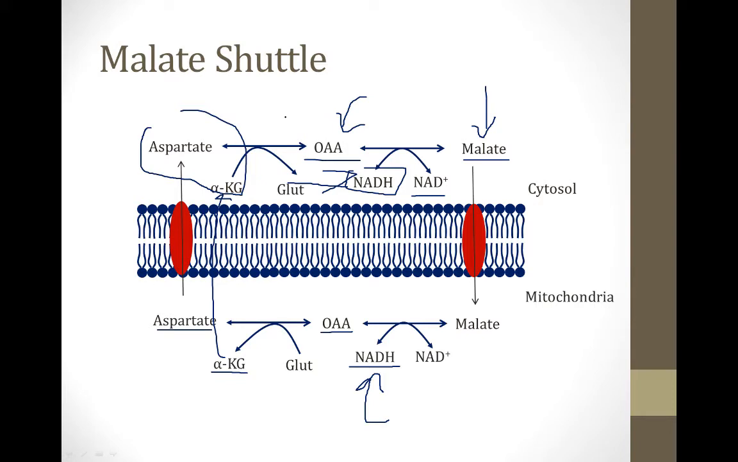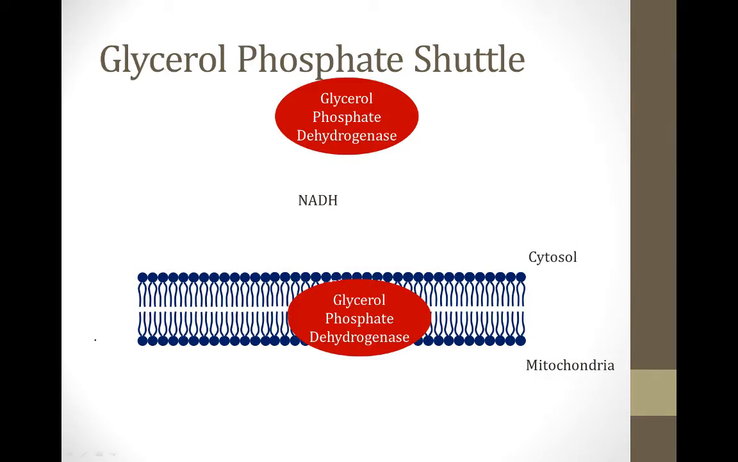So this entire process basically just takes molecules of NADH, which cannot directly cross the mitochondria, transfers their electrons around, and generates NADH inside the mitochondria, which can then go on to participate in the electron transport chain. The second method by which NADH can transfer its electrons into the mitochondria for use in the electron transport chain is called the glycerol phosphate shuttle.